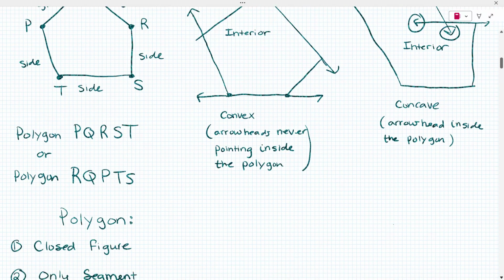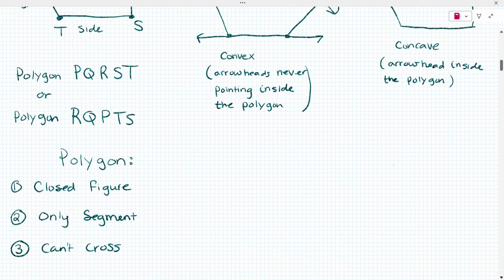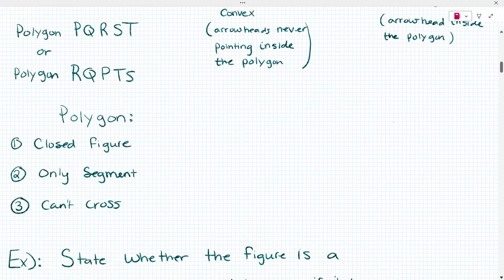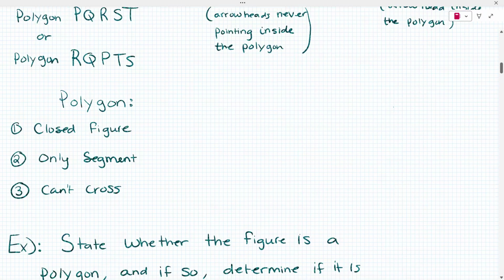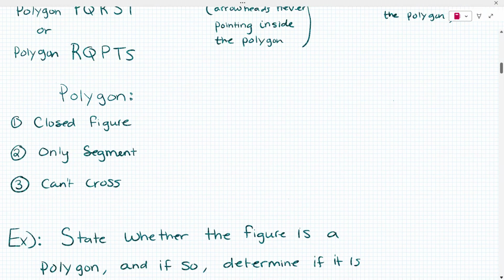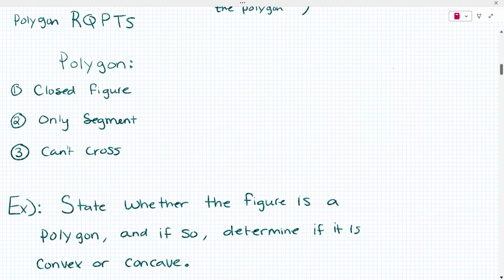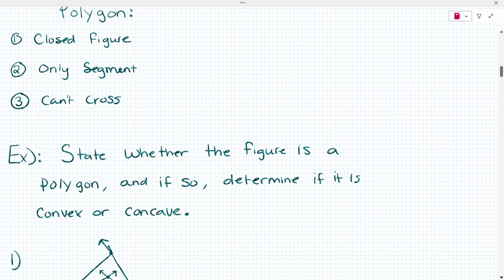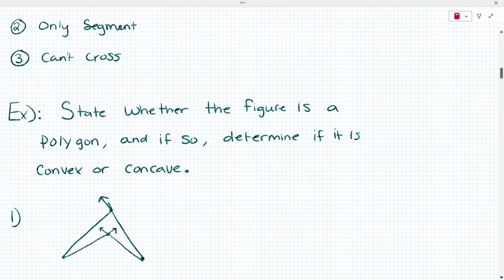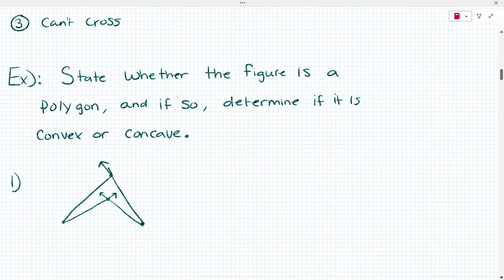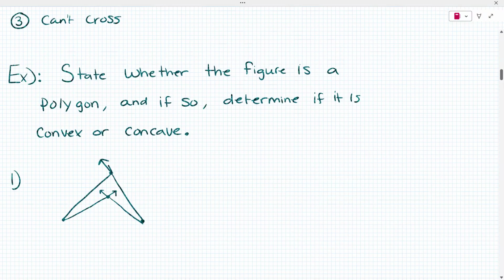So here are some of the characteristics of a polygon. Must be closed, right? There can't be any gaps. Only segments, right? Only segments, and it cannot cross. So based on that knowledge, let's do some examples. Here we have this figure, and we have to determine whether the figure is a polygon. If so, determine if it's convex or concave.